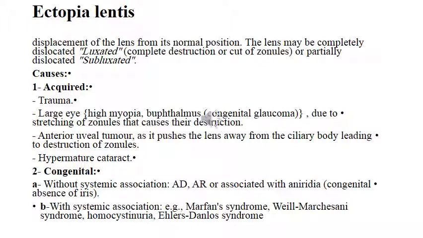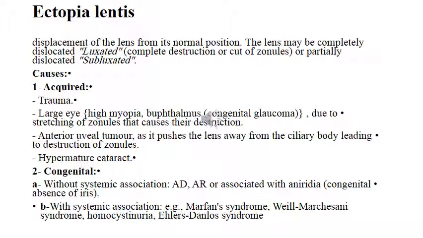Acquired causes of ectopia lentis: trauma, obviously. A strong hit to the eye will result in a dislocated lens. Enlarged eye, like in high myopia or buphthalmos, where the eye is large enough. Buphthalmos is a manifestation of congenital glaucoma. Due to high intraocular pressure, the eye will stretch and enlarge, and the cornea will enlarge.